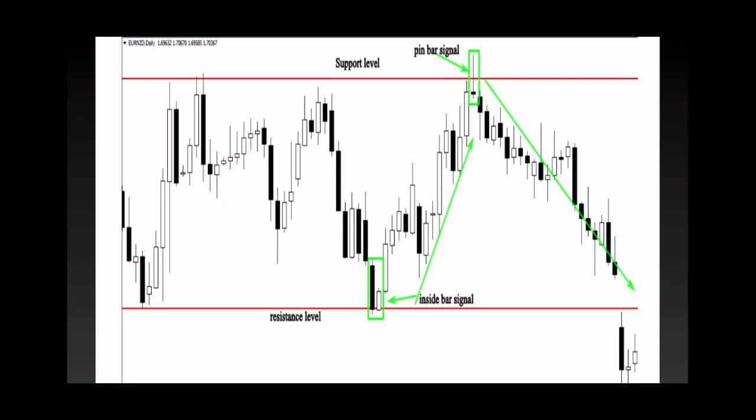In the chart above, we had two powerful signals. The first signal was a pin bar that was strongly rejected from the resistance level, and the second signal was an inside bar formed near that support level.